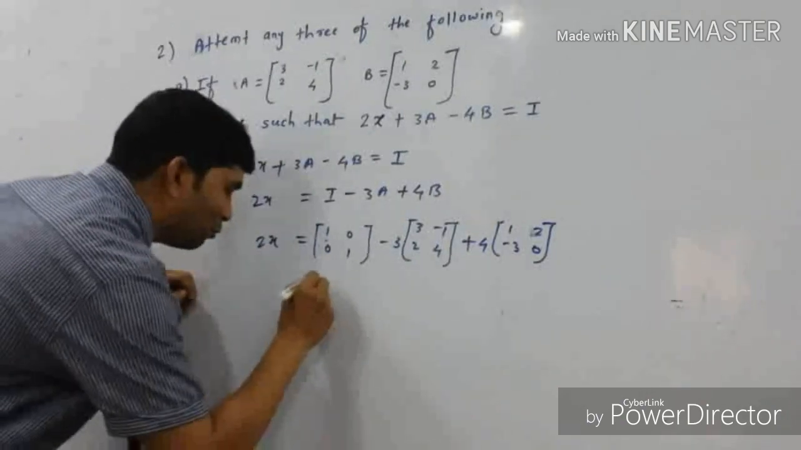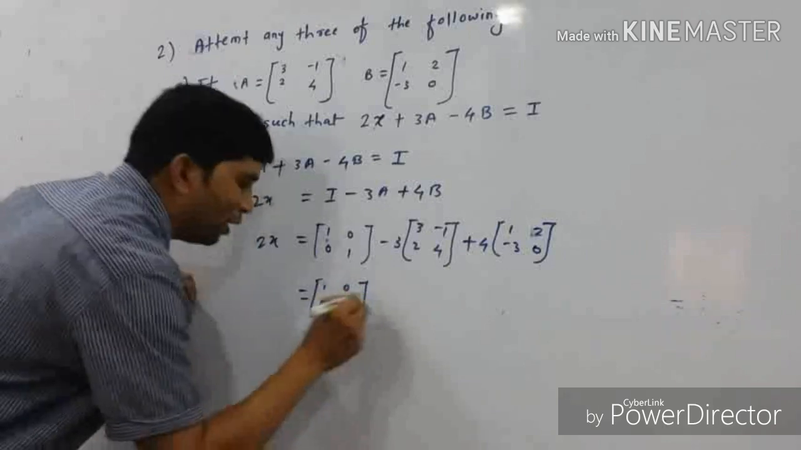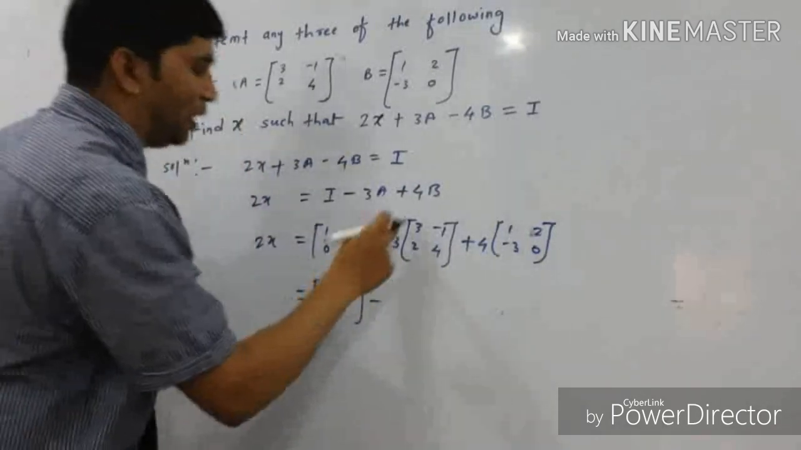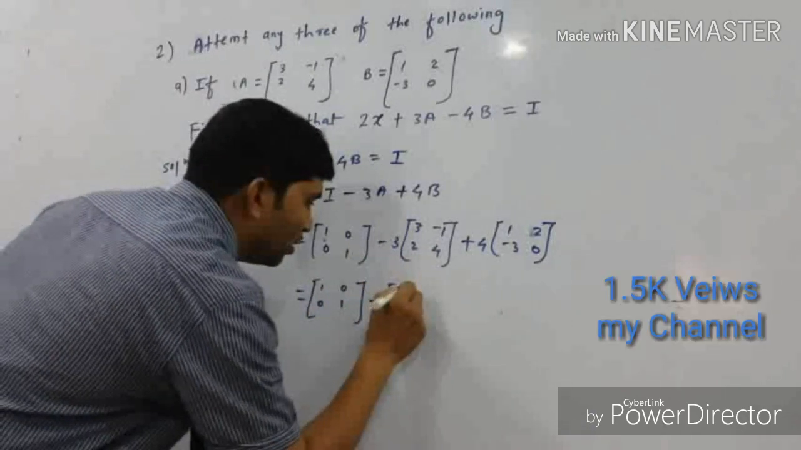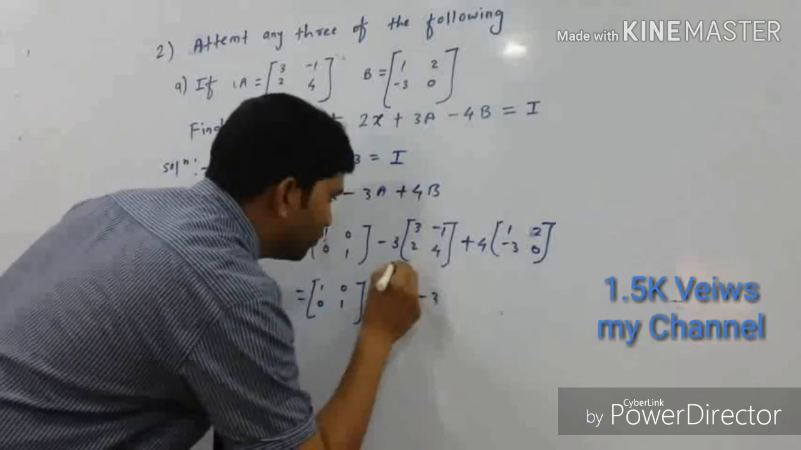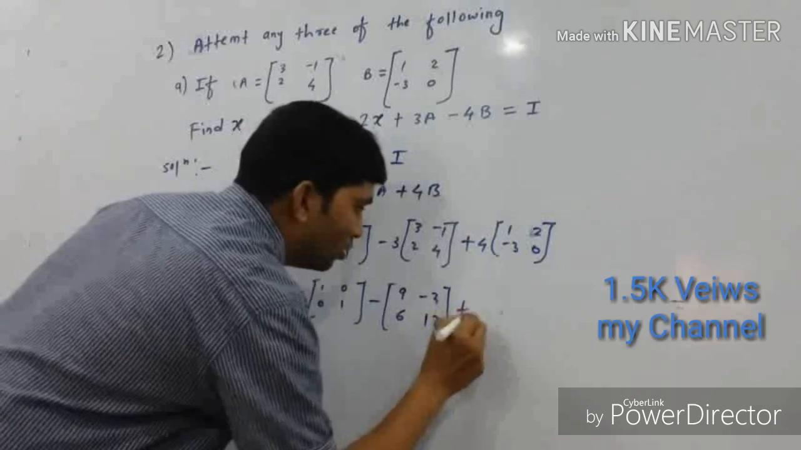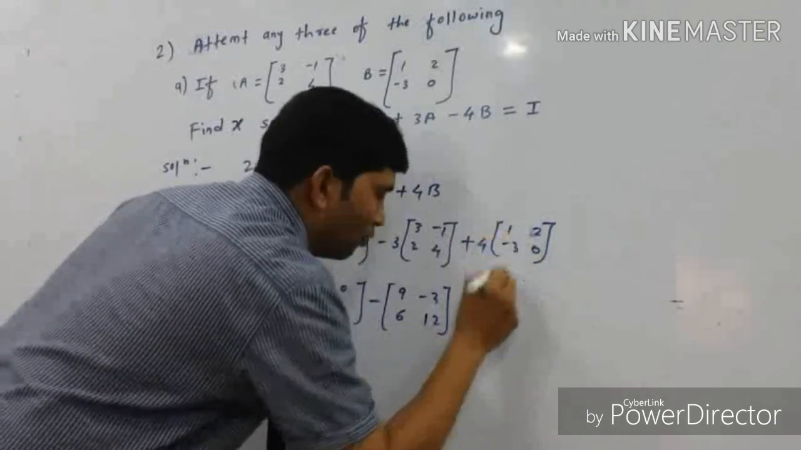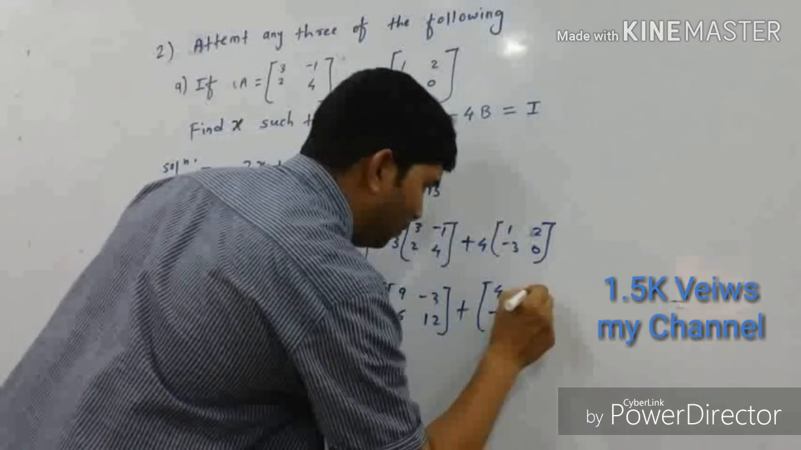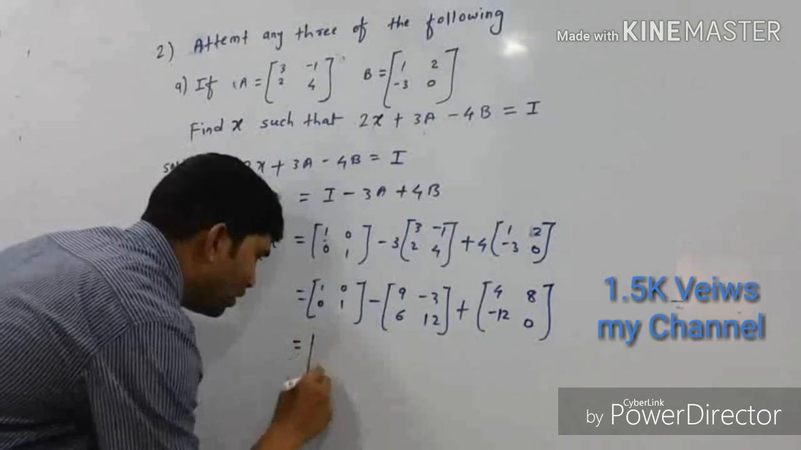So after putting values, 1 0 0 1 as it is, minus 3, here we do scalar multiplication, 3 3s are 9, 3 1s are minus 3, 3 2s are 6, 3 4s are 12. Then multiply by 4, 4 1s are 4, 4 3s are 12, minus 12, 4 2s are 8, 4 0 is 0. Now solve this.